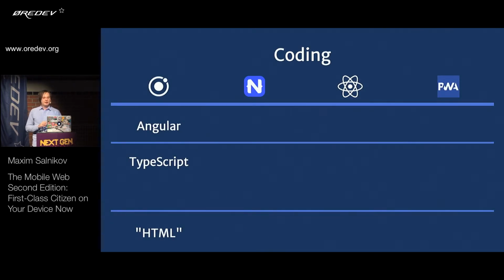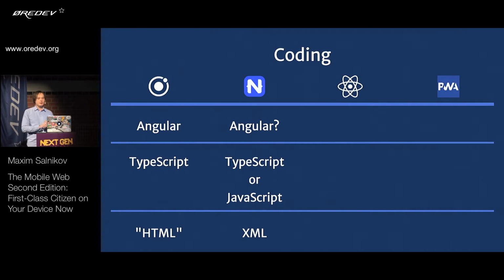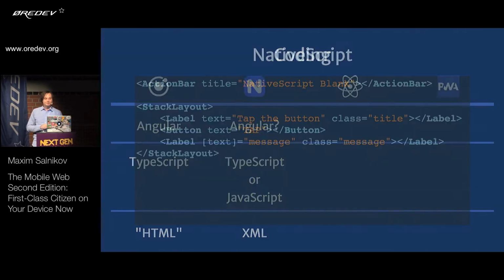NativeScript. Angular is optional, but if you go for Angular, it's really a good idea to go for TypeScript, of course. Otherwise, you can use regular JavaScript. For the UI layer, you will have to use XML with its own set of components. Why? Because there is no document object model anymore. We are not working with HTML.